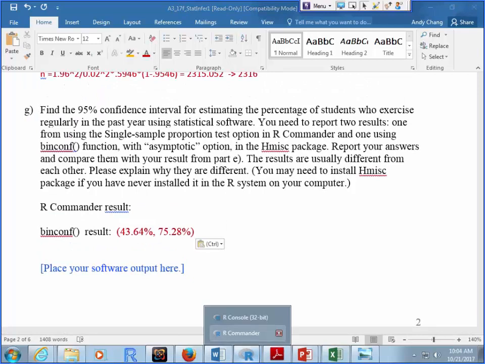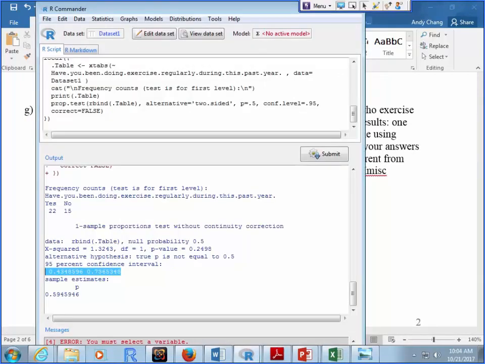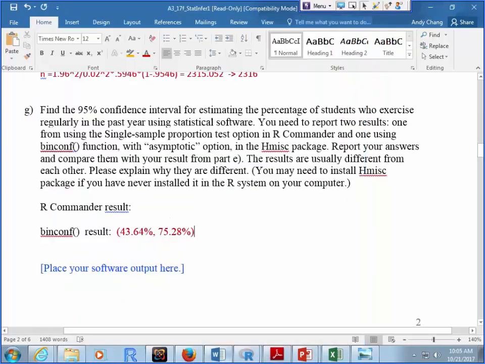So, I forgot to put this result from R Commander. R Commander is this one. So that will be something like 43.49. Okay, so that will be the answer.